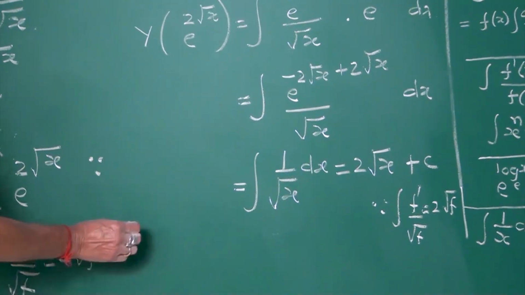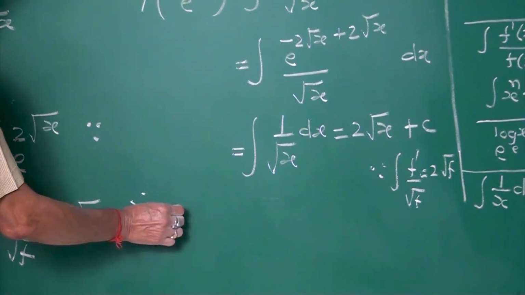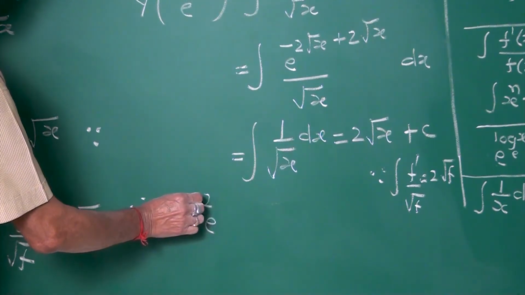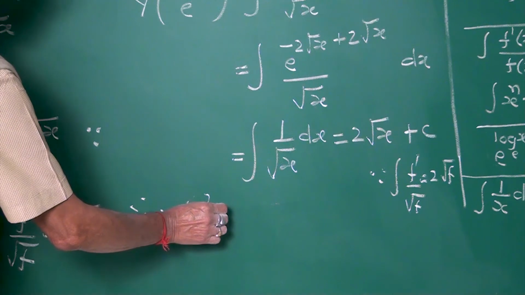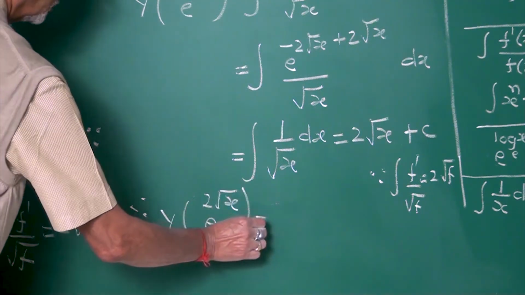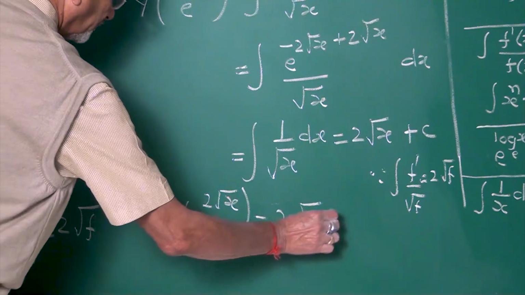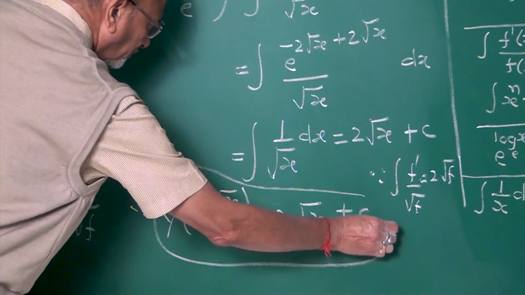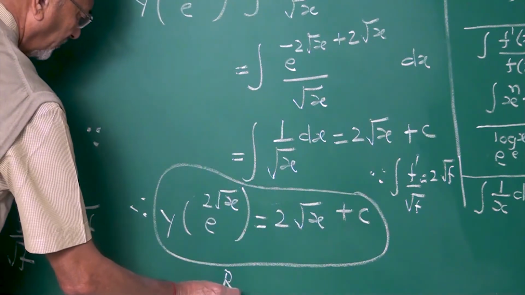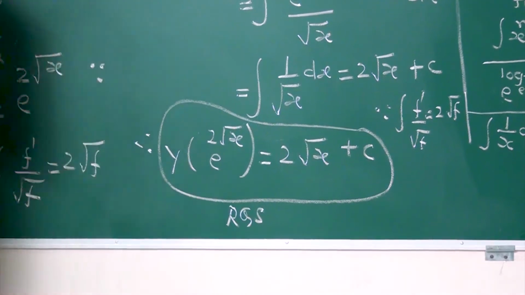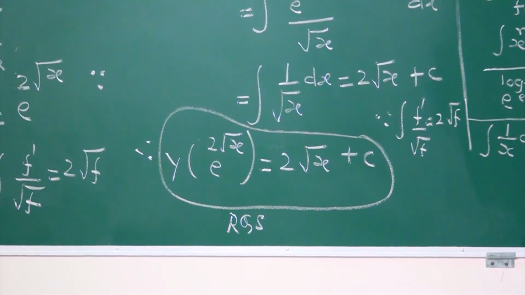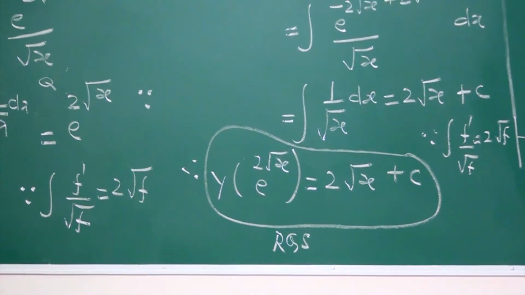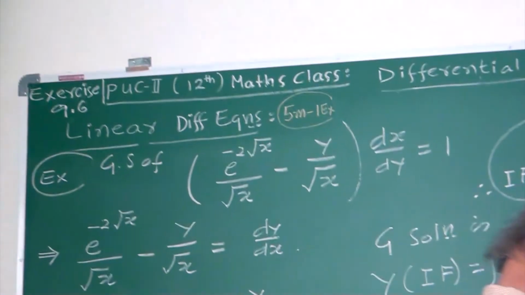Therefore, you have y into e to the power 2 root x equal to 2 root x plus c. This is the required general solution. See, my friends, copy it. I will explain once again. Copy it.